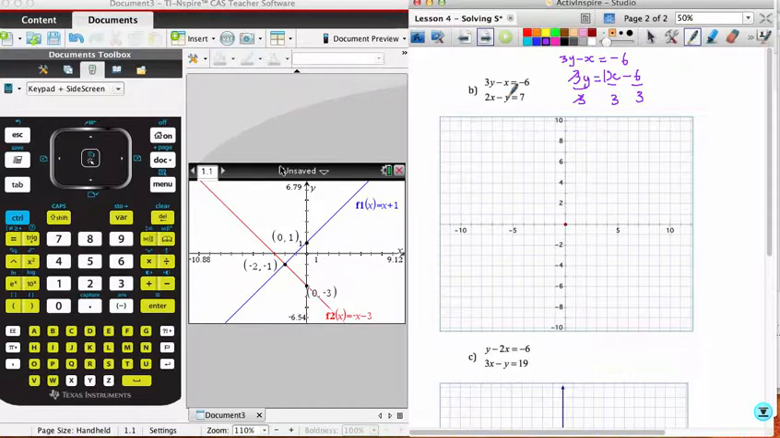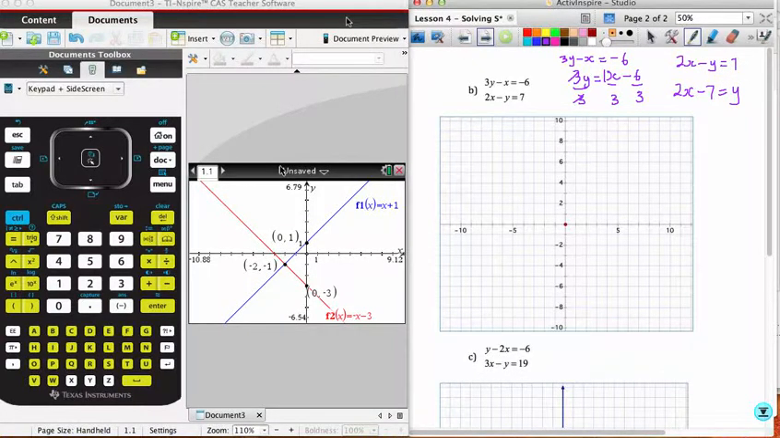And then my second equation over here is a little bit easier. 2x minus y equals 7. Basically I'm going to add y to both sides and subtract 7 from both sides, and my equation will be y equals 2x minus 7.